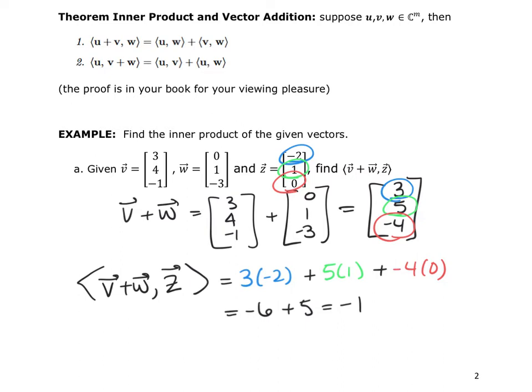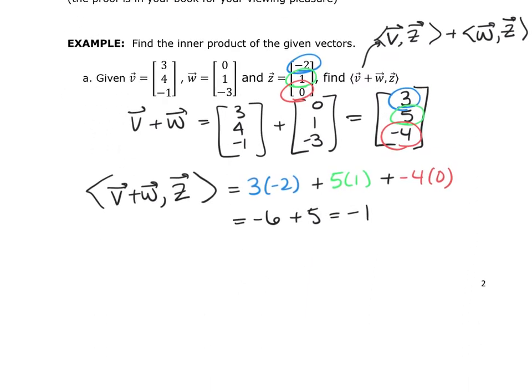I also could have done this by the inner product of the v and the z plus the w and the z. If it would have been easier, I could have done it individually and then added those two numbers together, and I should have gotten the same answer either way. All right, let's move on.